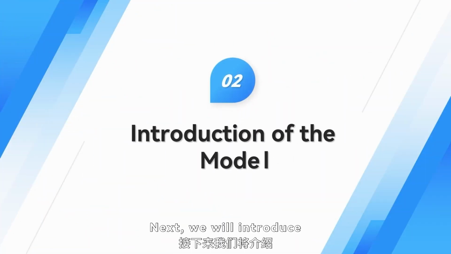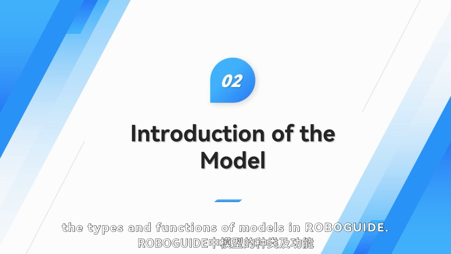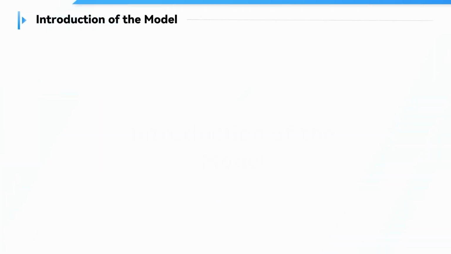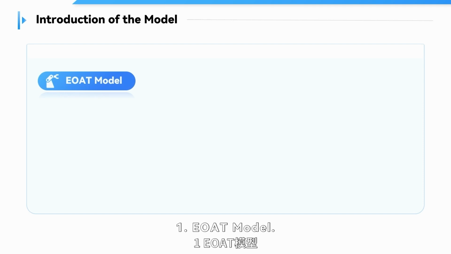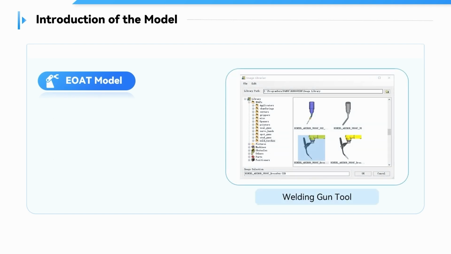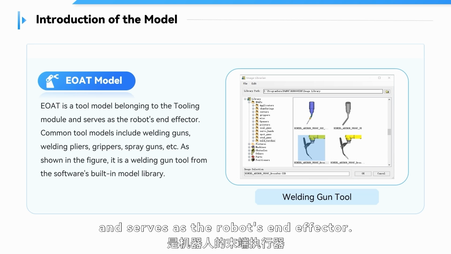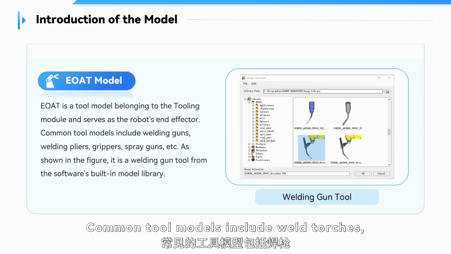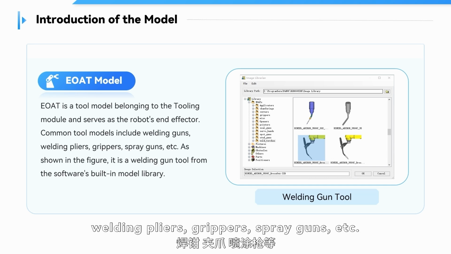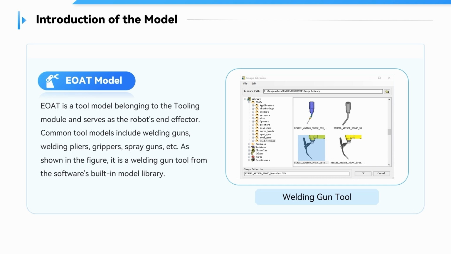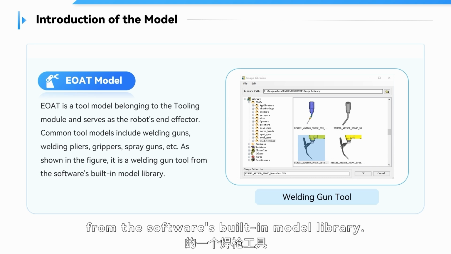Next, we will introduce the types and functions of models in RoboGuide. 1. EOAT model. EOAT is a tool model belonging to the tooling module and serves as the robot's end effector. Common tool models include weld torches, welding pliers, grippers, spray guns, etc. As shown in the figure, it is a welding gun tool from the software's built-in model library.